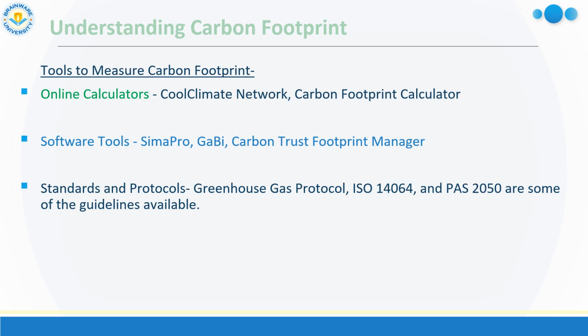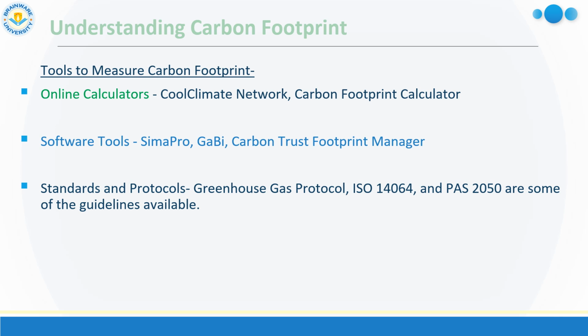Next, what are the tools that we are using at present? Number one is online calculators. Different apps and websites that estimate carbon footprint based on user input, like Cool Climate Network and Carbon Footprint Calculator. The second one is software tools. These are complete tools assisting businesses and organizations to calculate carbon footprint, such as SimaPro, GaBi, and Carbon Trust Footprint Manager.